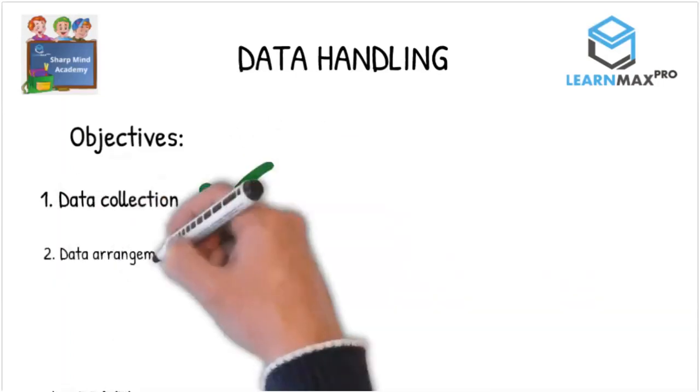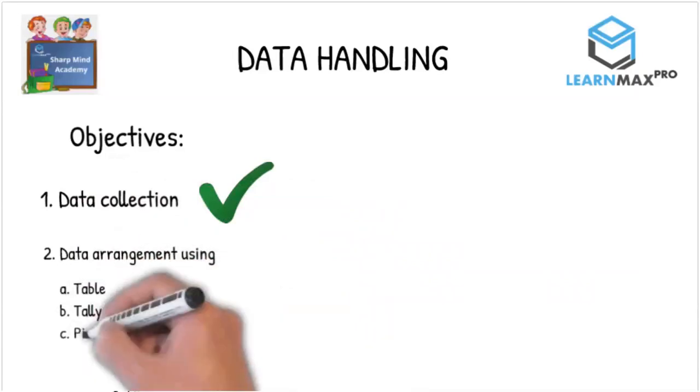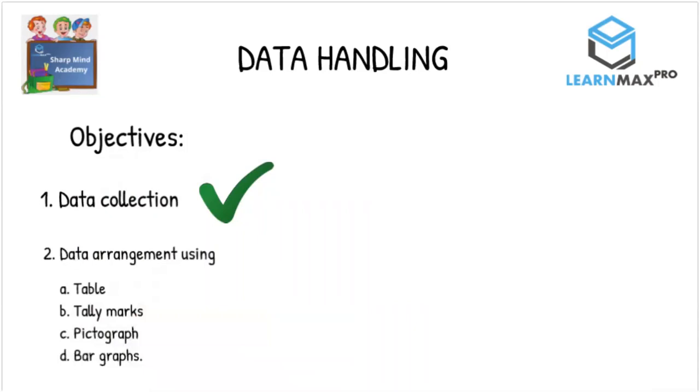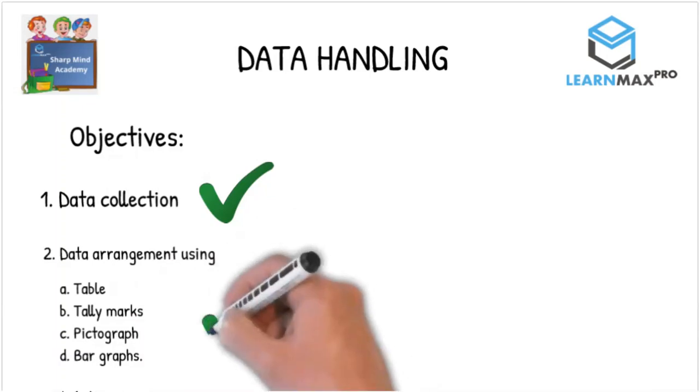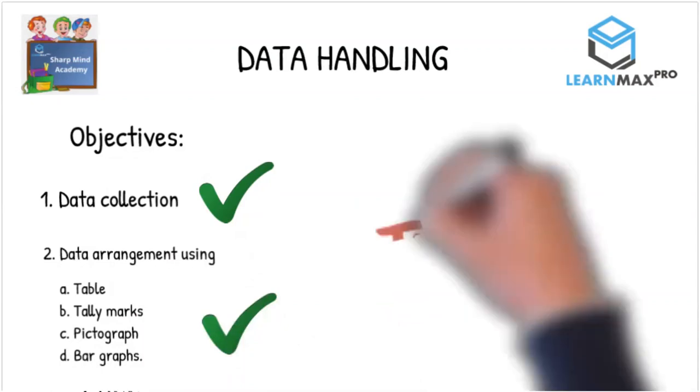In data organization, we learned how to arrange data in a table and also learned the rules of tally marks using the example of the favorite sports. And finally, in this video, we saw how we can use pictographs and bar graphs to help organize data. We have successfully finished all the objectives in the chapter Data Handling.